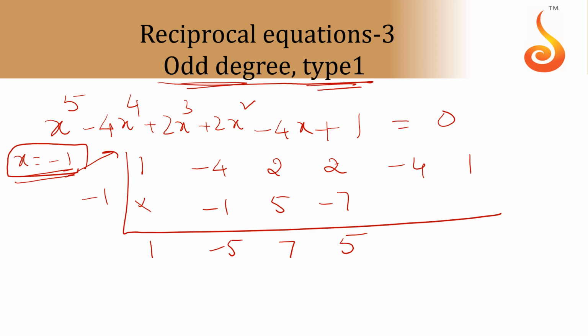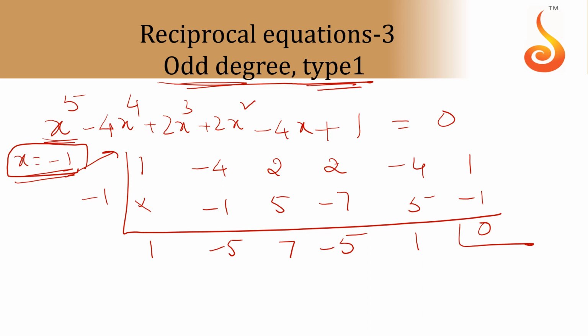Minus 1, x equal to minus 1. Okay, correct. 1. So minus 1 into 1, minus 1, minus 5, 5, 7. So minus 7 plus 2 is minus 5. Minus 5 into minus 1, 5. 5 minus 4 is 1. 1 into minus 1, minus 1. So it will be 0. Yes, minus 1 is a root. That's why you got like this.